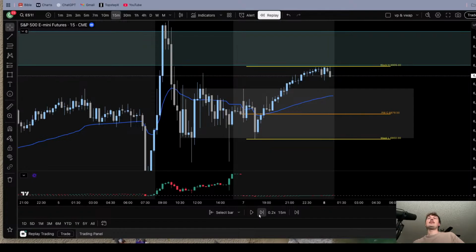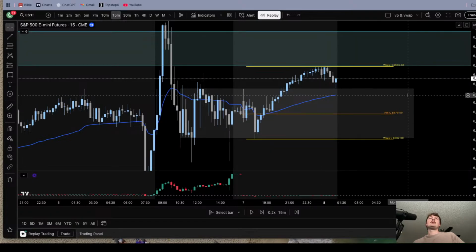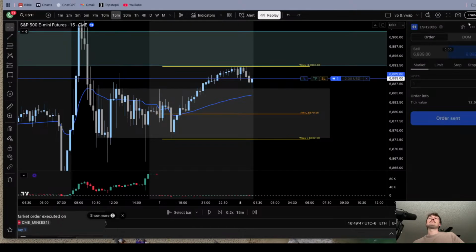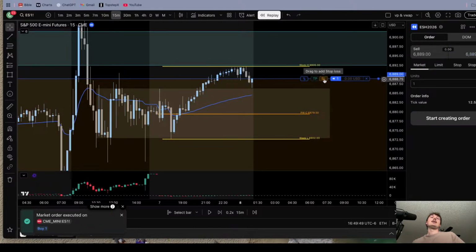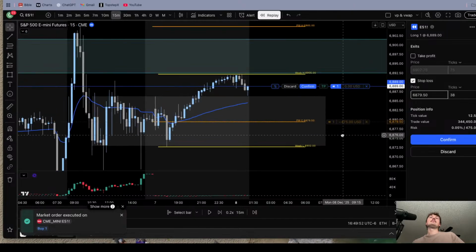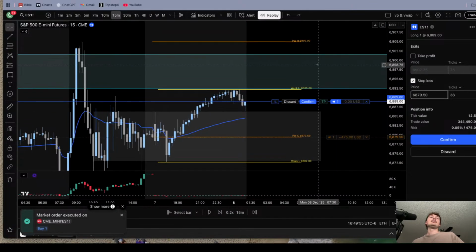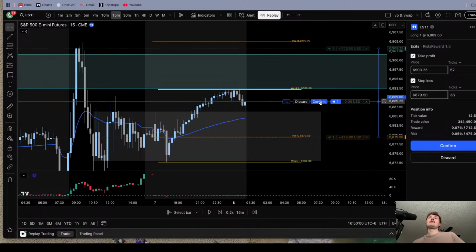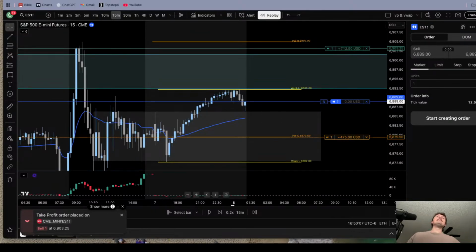Okay, so I would probably go ahead and put just one on, and my stop would be down here at this level, and my TP would be this liquidity up here, right? So almost 1-2. It's a little less than that. It's not great RR, but that's where we're at right now.